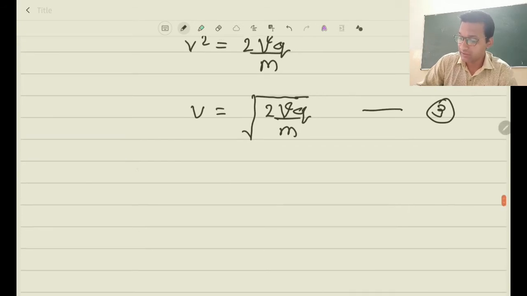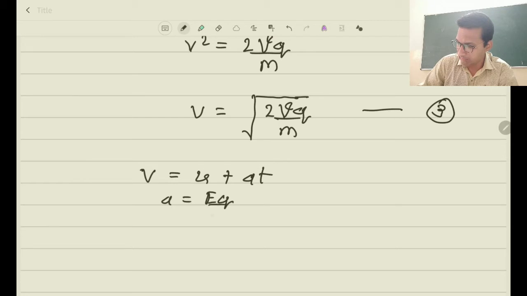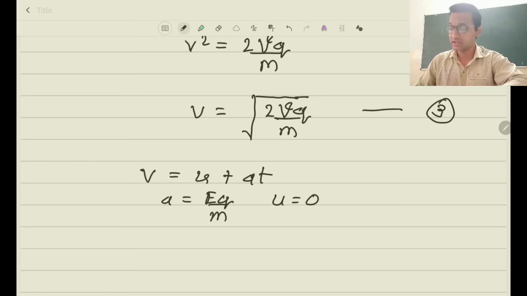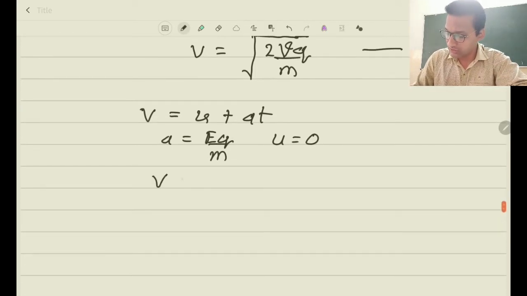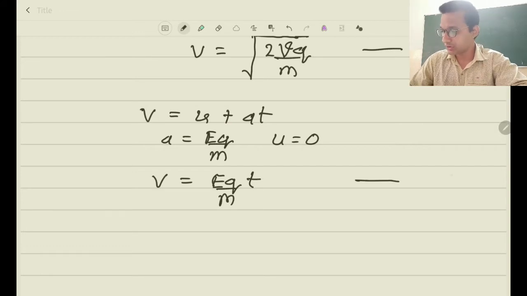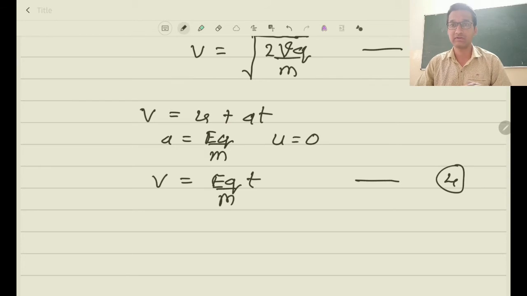Then we have the equation for v from u plus at, and we know that acceleration is equal to eq by m, and if we take initial velocity to be 0 as we have done for this case, then we get another equation for velocity, that is eq by m into t. Now this is also an important equation, and this is the same equation that we have seen at the start.